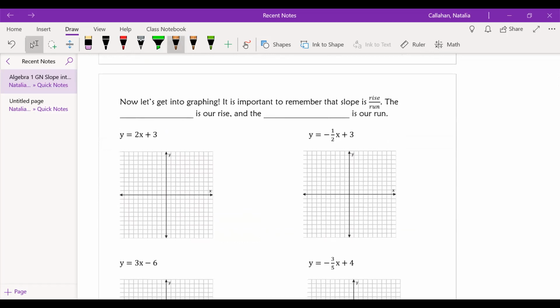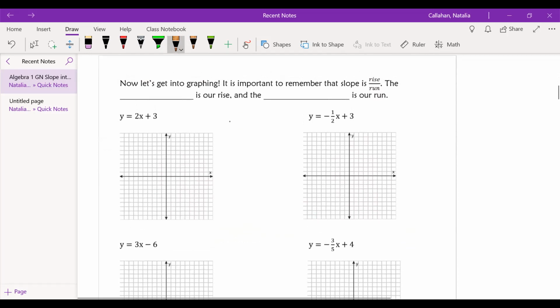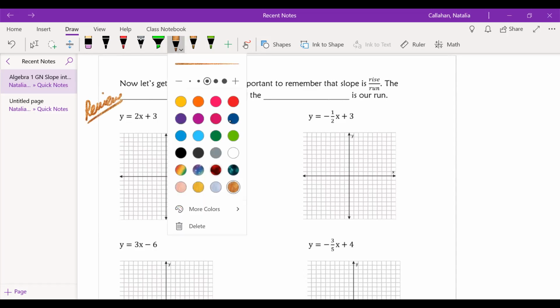All right, now let's go ahead and just jump into this. As I'm looking at this right here, your job is to graph the lines. This is a review, we have done this before, but I figure it will be good for you guys to go over them a few more times.